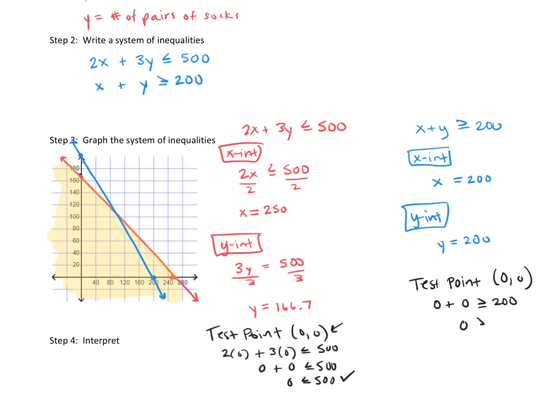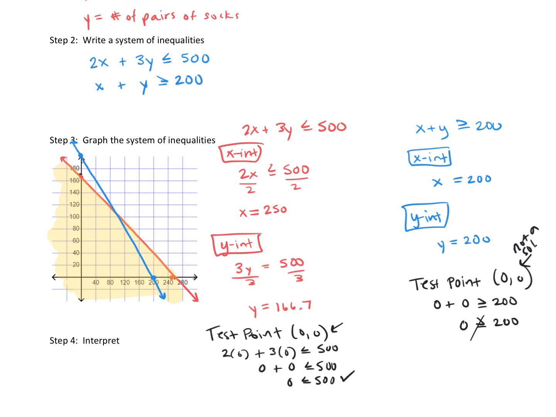0 plus 0 is 0. And 0 is not greater than or equal to 200. So that means that (0, 0) is not a solution. So if I go to the blue line, (0, 0) is below the line, and that's not a solution. So that means we're not shading below, we have to shade above the line.